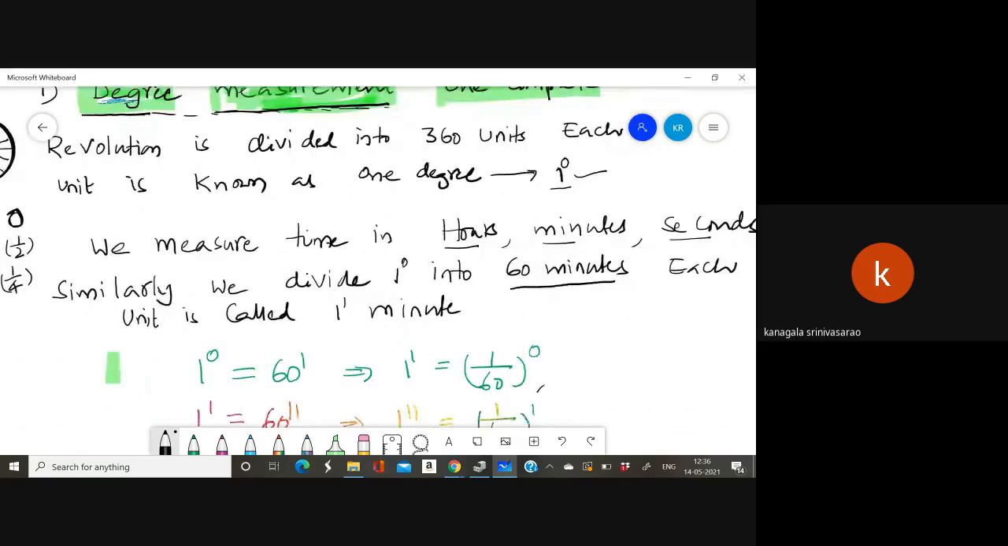Example: 15 minutes are given. 15 minutes means 15 into 1 by 60. Four times I can cancel here, which is nothing but 1 by 4th degree, or in the decimal system, 0.25 degrees. So 0.25 degrees, or 1 by 4th degree, is nothing but 15 minutes. Vice versa, degrees into minutes and minutes into degrees.